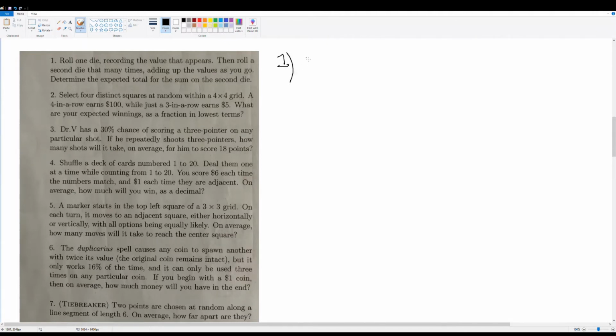So let's just say you roll a 1. That means you would just roll a second die once, which has an average value of 3.5. If you roll a 2 the first time, then you would roll the second die twice, and the expected value would be 7 because it's just the same thing as the first one, you're just rolling it twice. So we can generalize it as the expected value of rolling the die once, squared, which is 12.25.